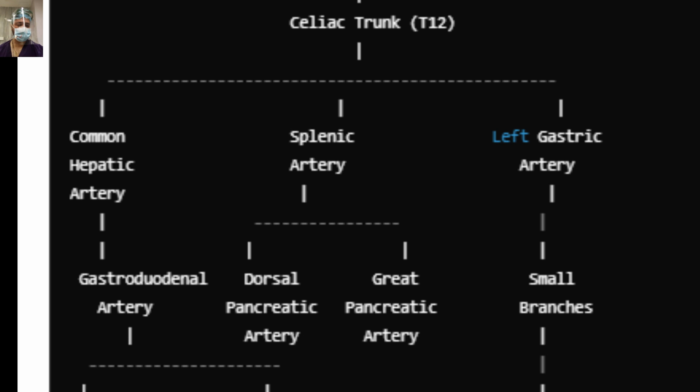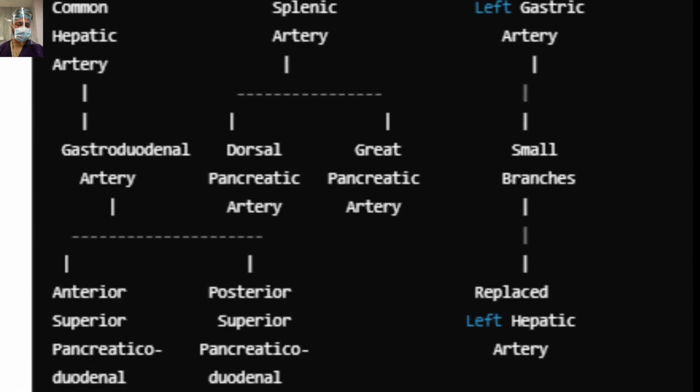From the common hepatic artery arises the gastroduodenal artery, which divides into the anterior and posterior superior pancreaticoduodenal artery. From the splenic artery, we get the dorsal pancreatic artery and the greater pancreatic artery. And from the left gastric artery, sometimes there will be a replaced or accessory left hepatic artery.